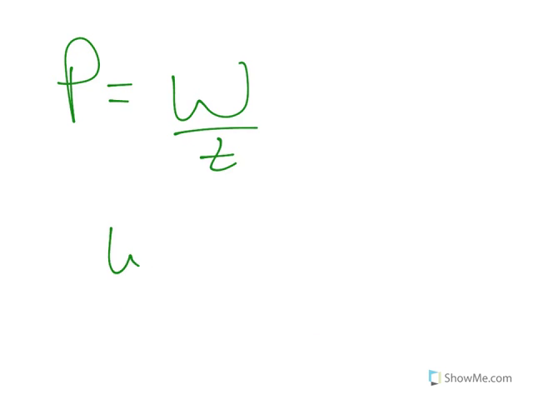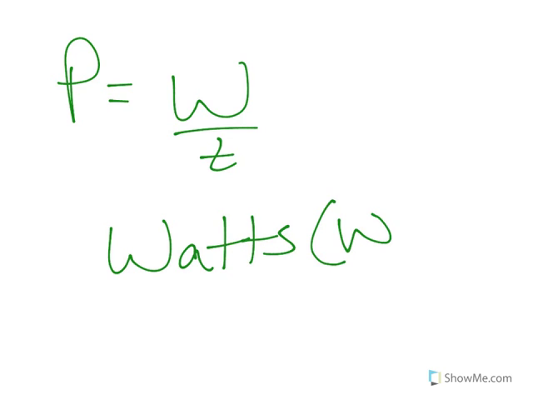Then we have power. Power is equal to work divided by time, and this is how efficiently we can do work. Power is measured in watts. It's basically a measure of how fast you can do the work. So if you wanted to climb up the stairs, the faster you can climb up the stairs, the more power you're going to get out of it. It is not about how much effort you put in. It's about how quickly you can do the work that's being required of you.